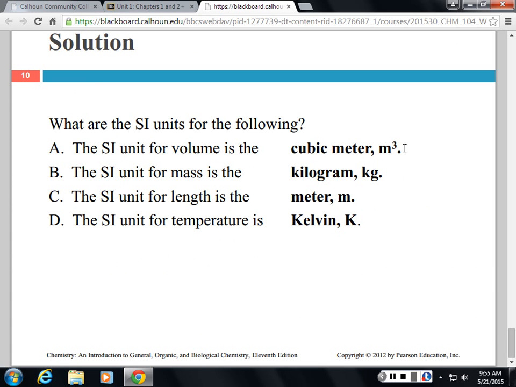Right now we're just introducing that units are important, and to report an answer correctly, you have to report it with the correct unit.